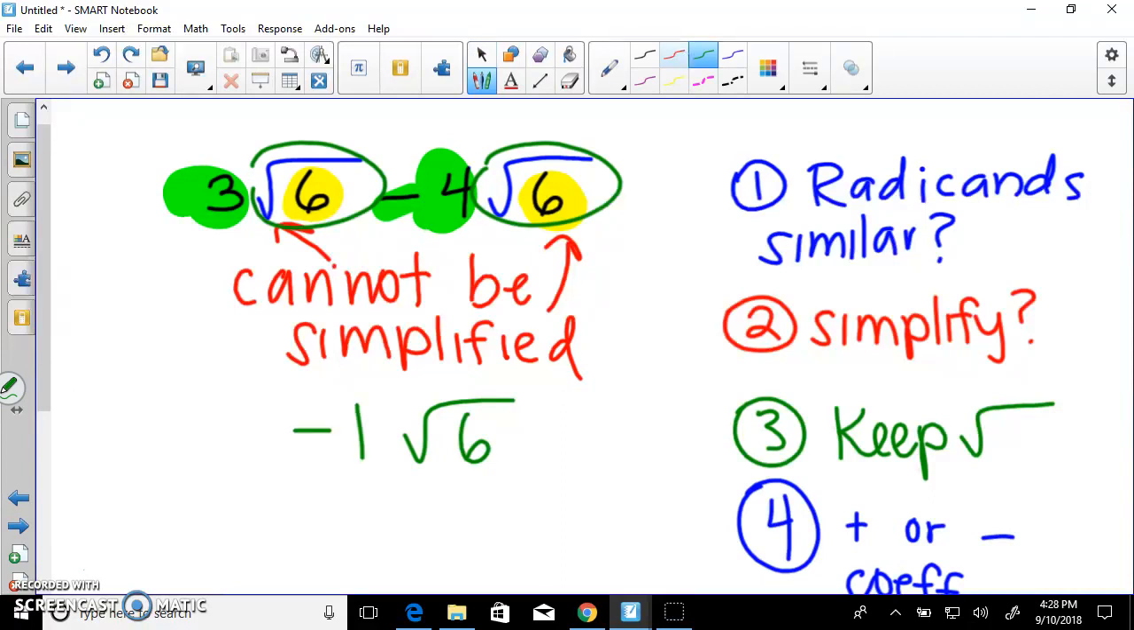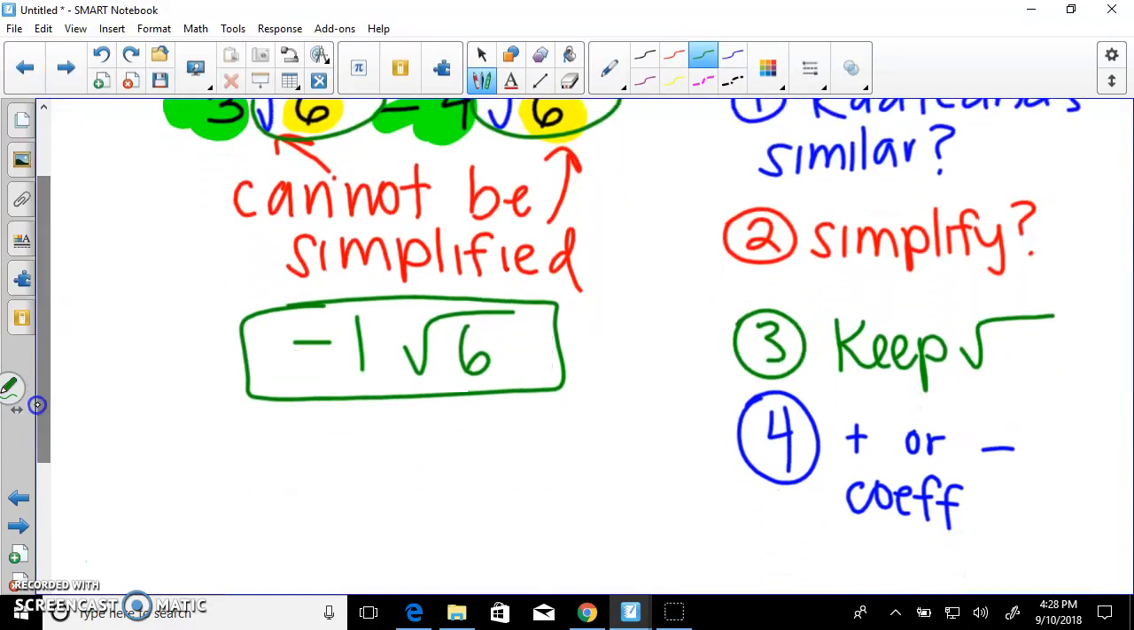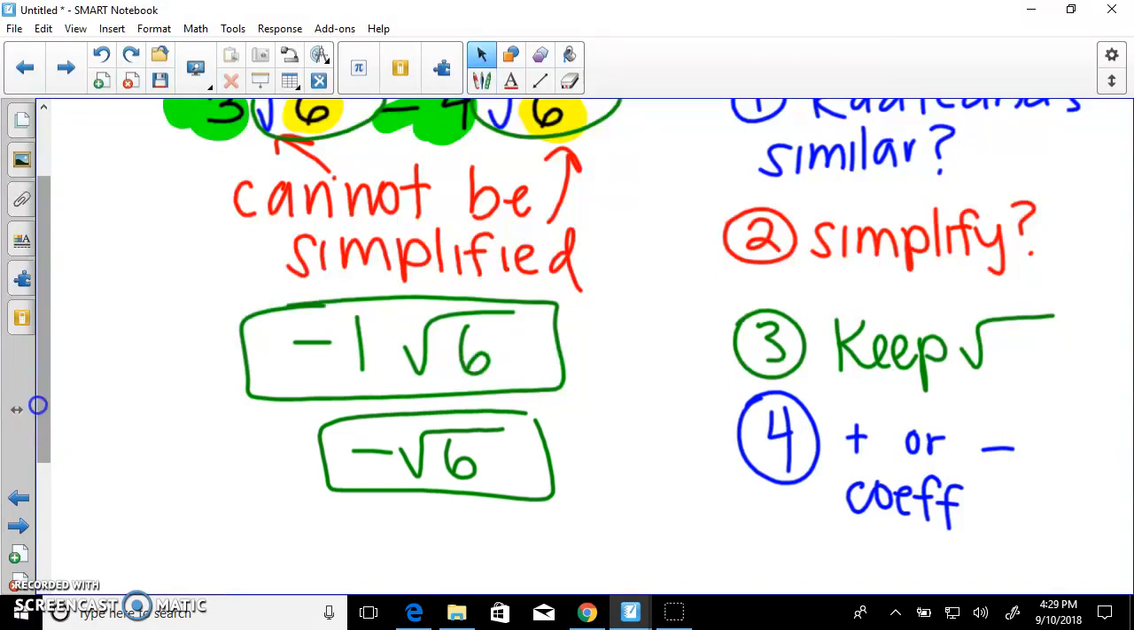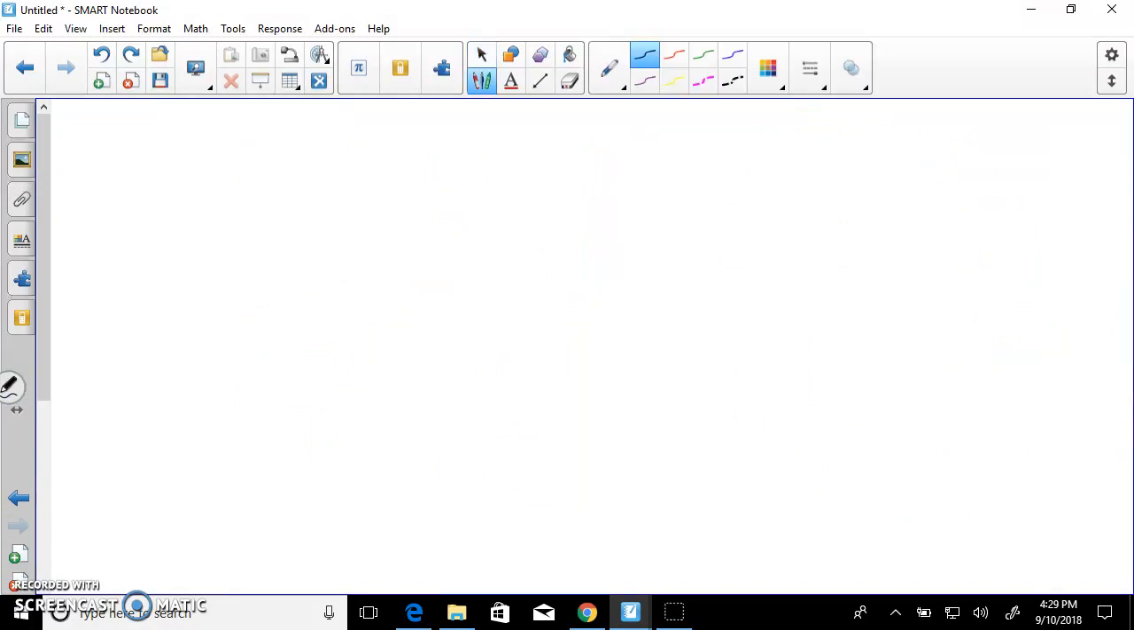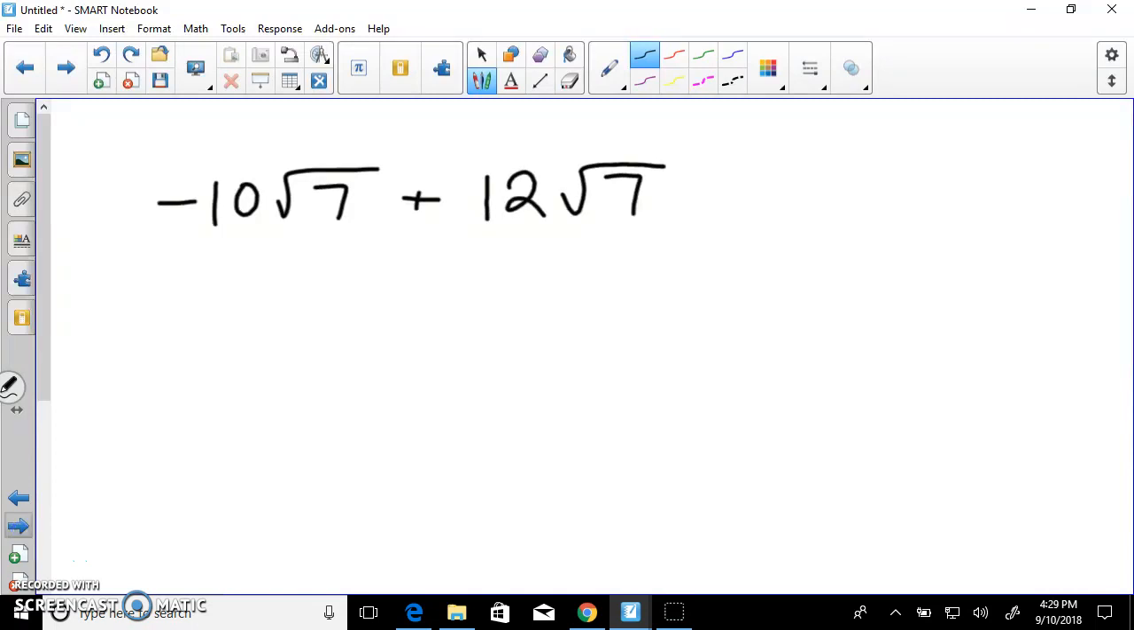So you could see your answer written as negative 1 square root 6, but anytime you have a 1 coefficient, they're usually going to get rid of it for the identity property of multiplication. So it's probably just going to be written as negative square root of 6. So let's try one more where we have like radicands. So for this example, let's say I have negative 10 square root 7 plus 12 square root 7.